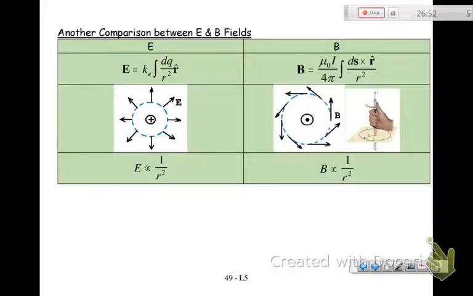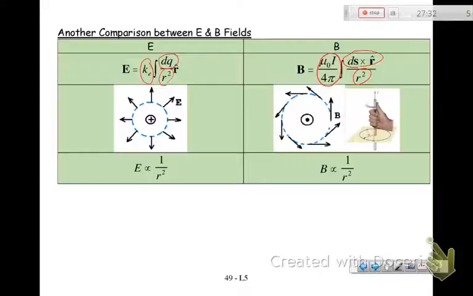So, I have my electric field, and I remember this. It's Ke integral dq over r squared times r hat. It's a constant times an integral, and this is certainly a constant times an integral, so that's similar. And rather than my little bit of charge, I have ds crossed with r hat. It's an r squared relationship in both cases. And this is length and that's length, so I'm okay with that.